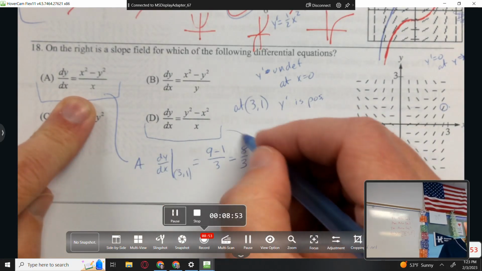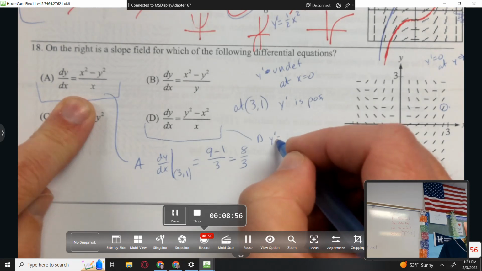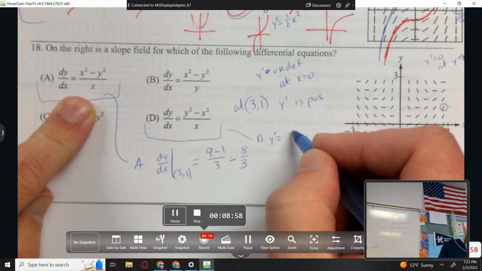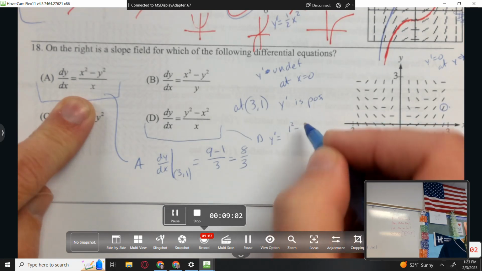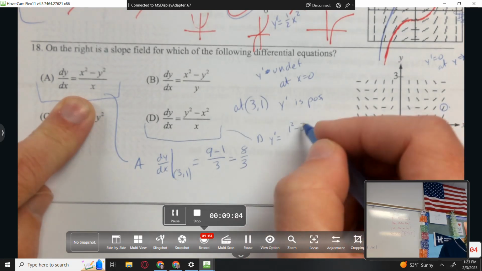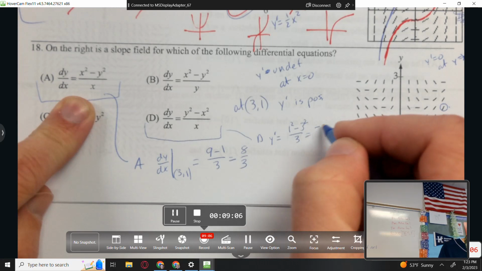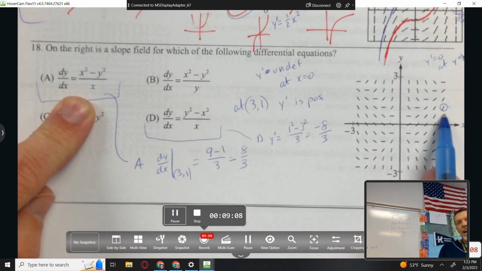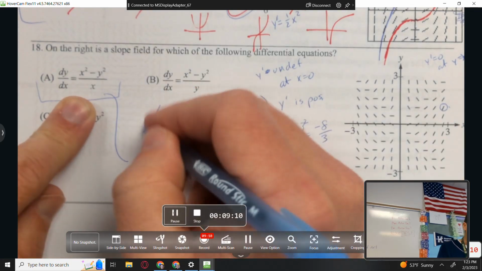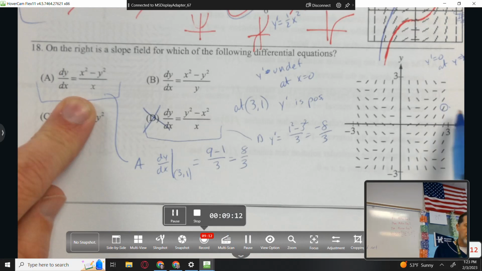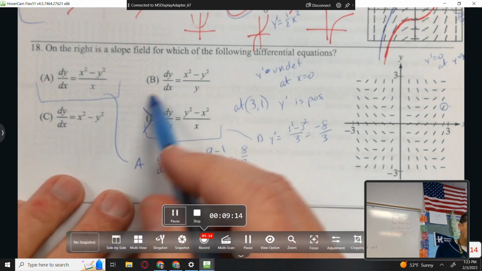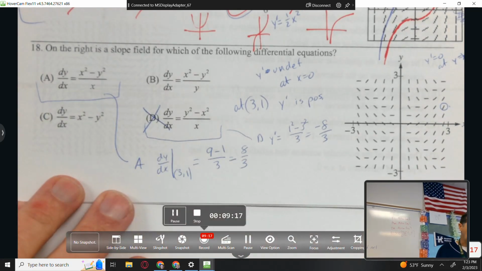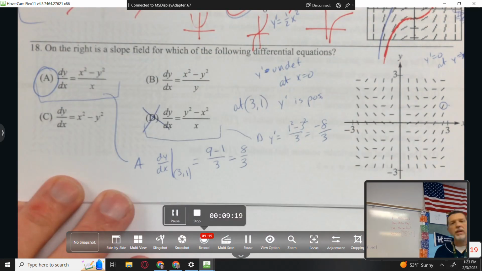Answer choice D, same thing. Y squared minus x squared, 1 squared minus 9, it's the exact same thing except negative. So it has to be negative 8/3. Well, that's definitely not negative 8/3. So D is out because of that. And then we already threw out B and C, so it's got to be A.